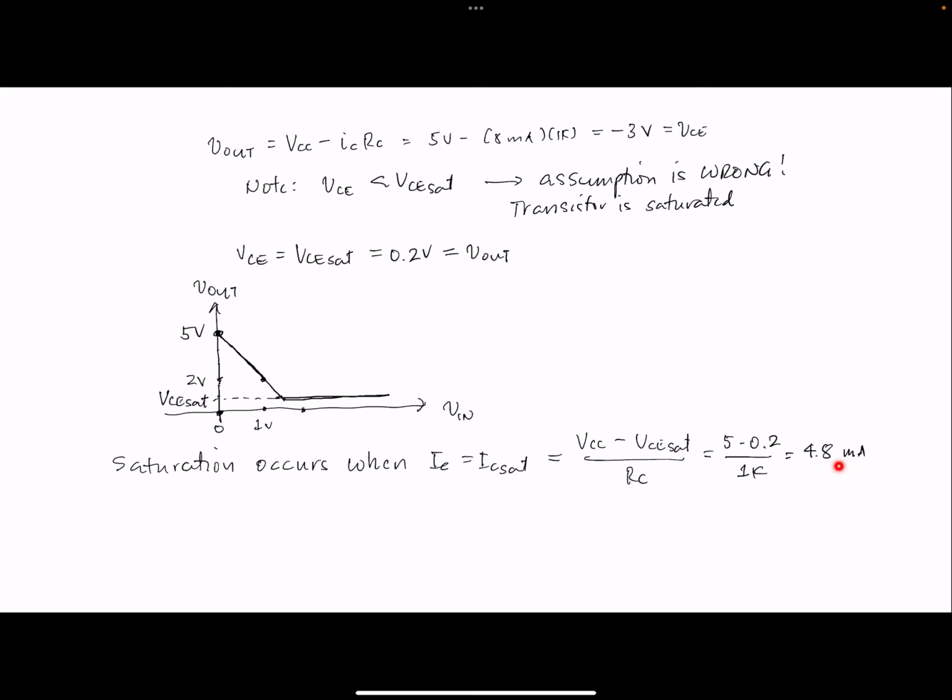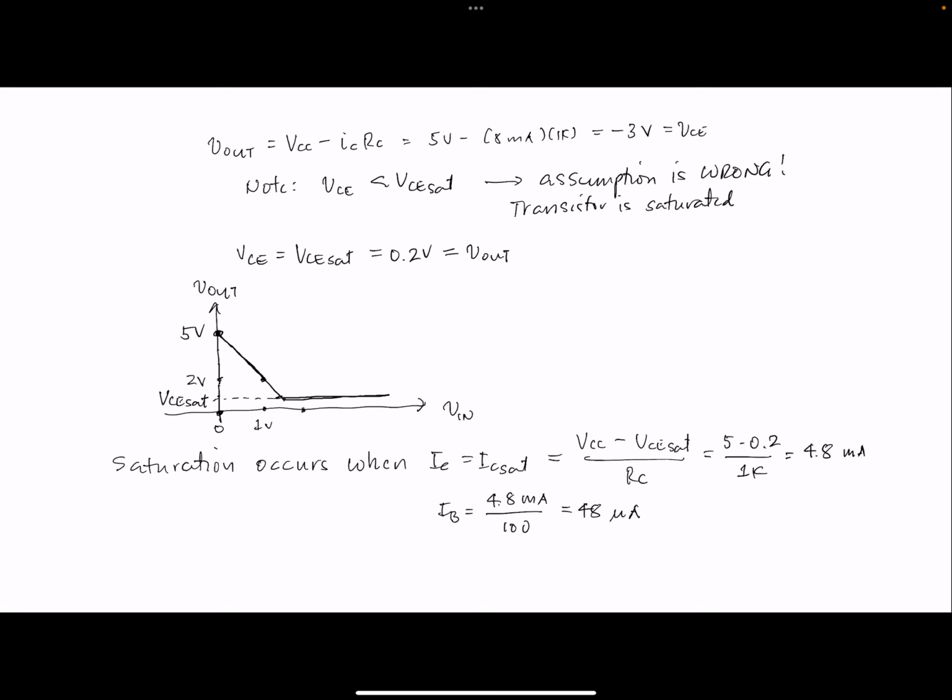When will you get 4.8 mA? You get 4.8 mA when IB is equal to 4.8 divided by 100, no? Or 48 microamperes. In other words, if we increase V in further, IB will increase, but IC will no longer increase.